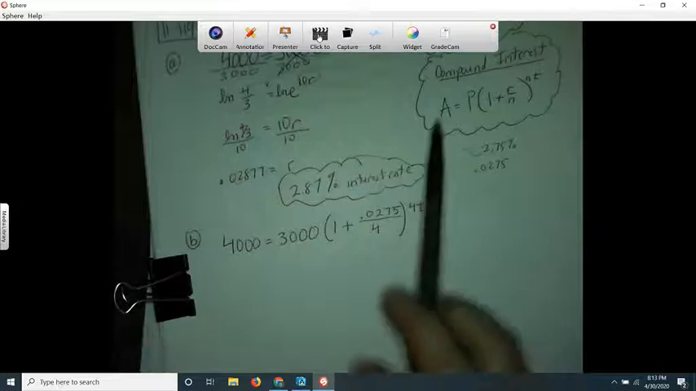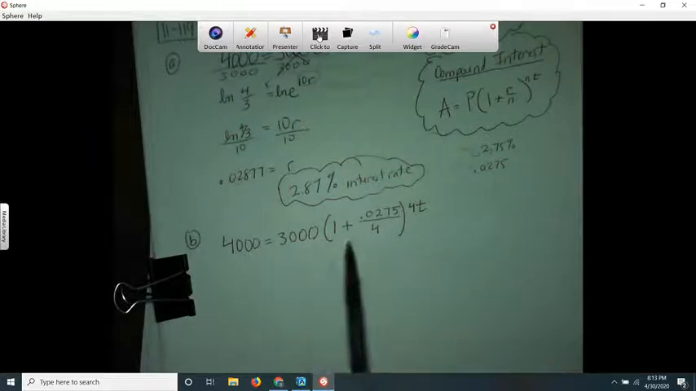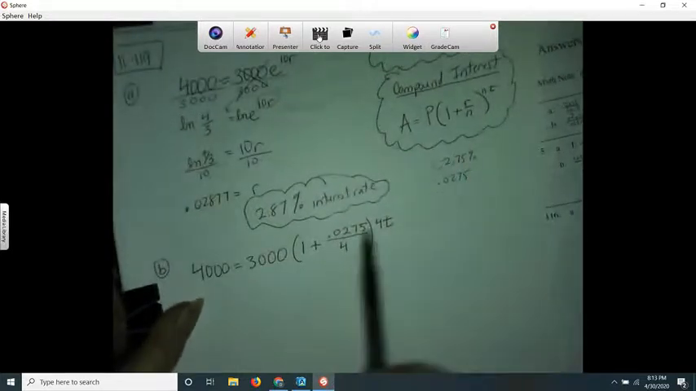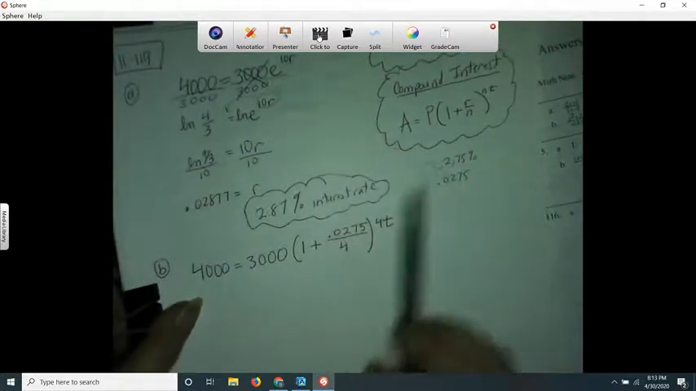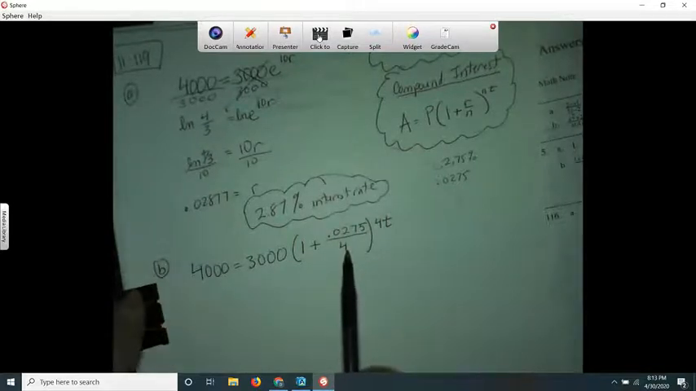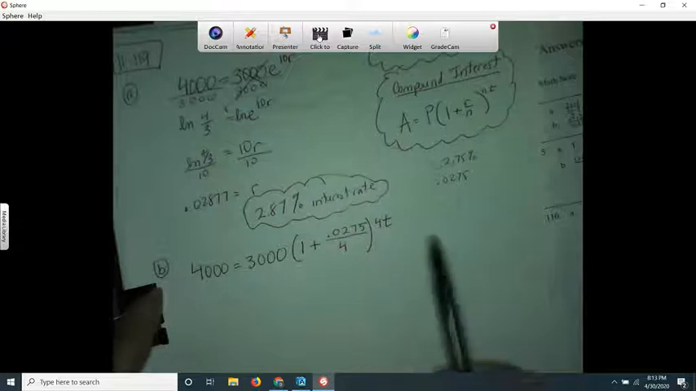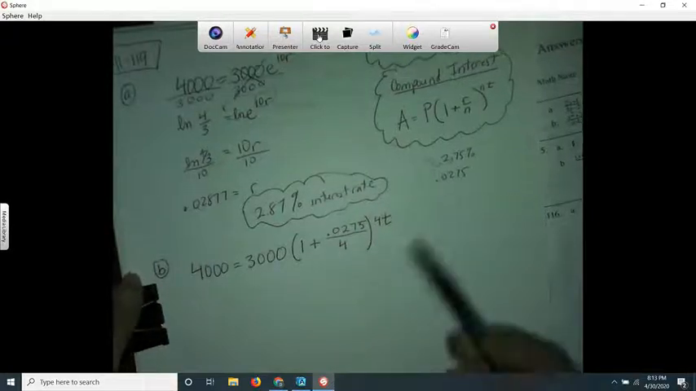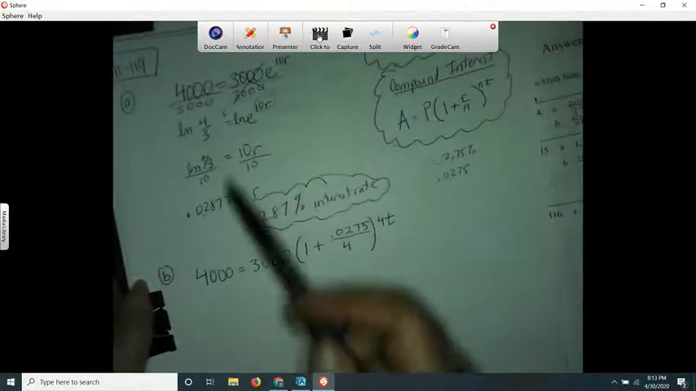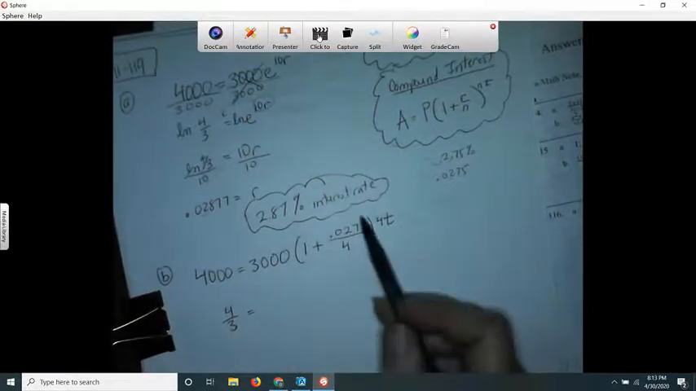So I just filled in, they're trying to get 4,000, so I put that in for A. They have 3,000 to start with. They said that the rate was 2.75%, so the decimal form of that is written here, divided by 4, because it's going to get compounded quarterly, which is 4 times, and then 4t. You can still do that thing where you divide both sides by 3,000, and it's going to be 4/3 over here. And then I think I'll go ahead and find out what this number is.